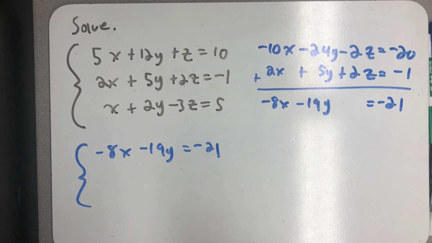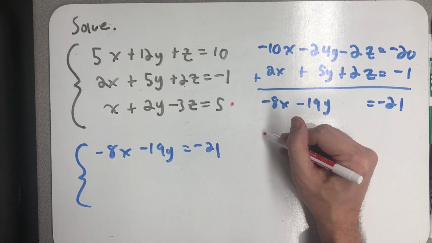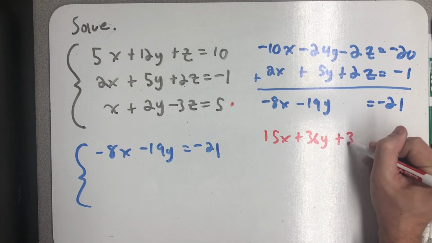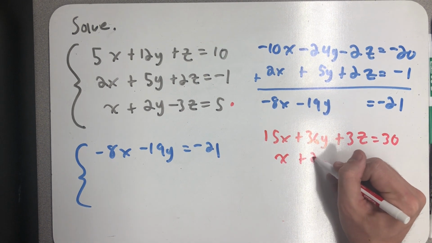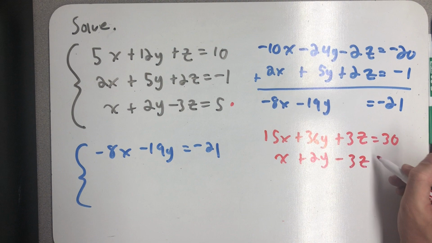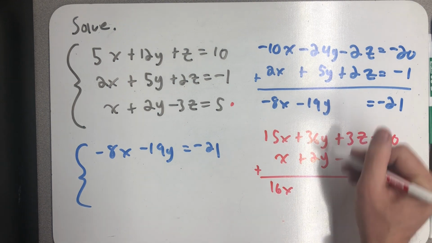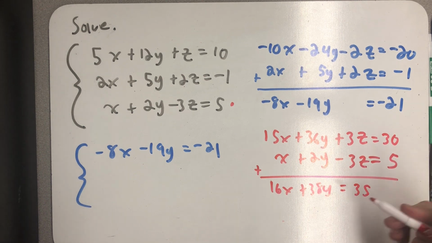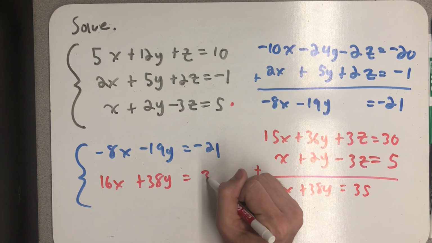Next, I think I'm going to take that first equation and multiply it by +3 and then add it to this last equation. So that top equation times +3: 15x plus 36y plus 3z equals 30. And now just writing that bottom equation down. All right, so now it's time to add those two equations. 16x plus 38y, the z's cancel, equals 35. So let's see, I have 16x plus 38y is equal to 35.